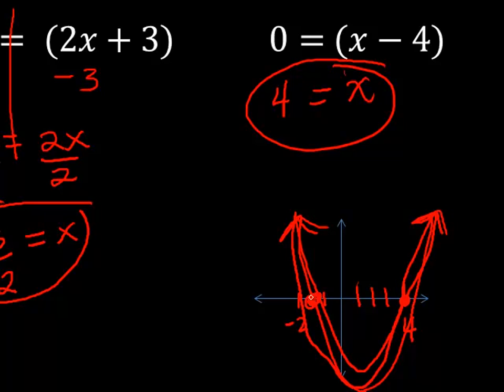Okay, well, the point is that there are your roots, smiley face, and they occur at x equals 4 and x equals negative 3/2. And that is how the zero product property applies to the factored form of a quadratic.